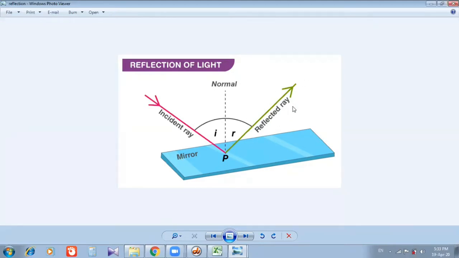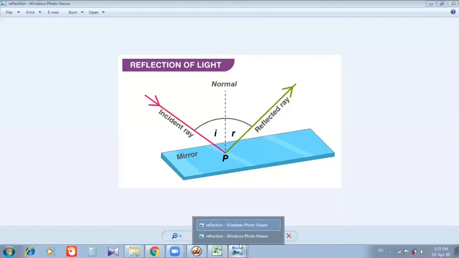This direction can be anywhere. It can be here, it can be here, it can be here. So if it is bounced back, this is called reflection. This is the incident ray, the ray of light that is coming to hit some object. After striking, it is bouncing back, so that is called the reflected ray. It bounced back in some other direction, so this is called reflection.